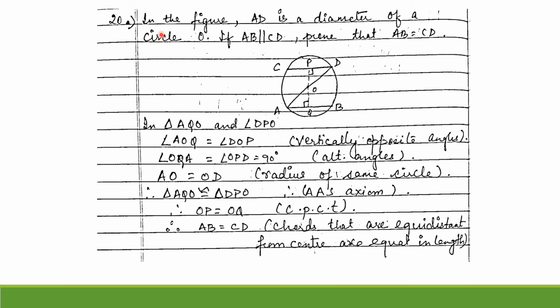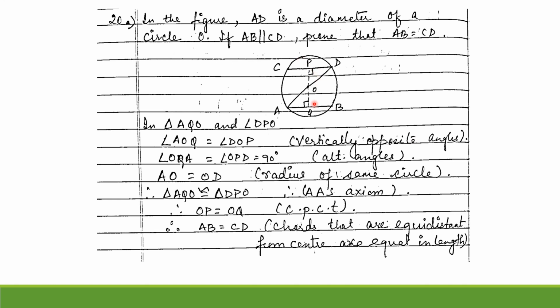Next question is question number 20. In the figure, AD is the diameter of a circle which is centered at O, and AB is parallel to CD. We have to prove that AB is equal to CD. Now if we take two triangles, that is your AQO and DPO, we know that OA is equal to OD, and angle DOP and angle AOQ are equal to each other because they are vertically opposite angles. Similarly, OQA is equal to OPD because they are alternate angles. So that is equal, and both of them are 90 degrees each.